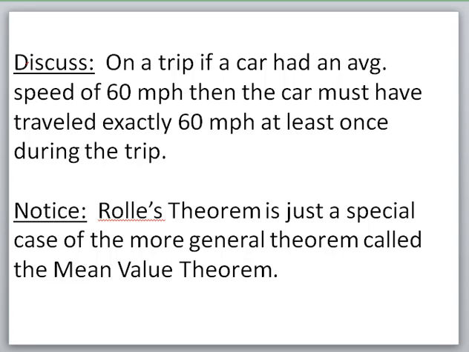Let's have a little discussion about what this really means. What the mean value theorem is really saying is that if you were on a trip and you traveled an average speed of 60 on the trip, then at some point during that trip you must have traveled 60 miles an hour. If you were averaging 60 miles per hour, you had to have been going 60 miles per hour at least once during that trip.